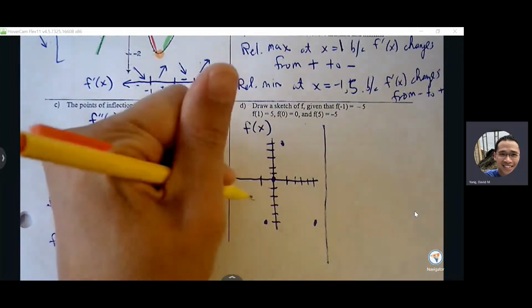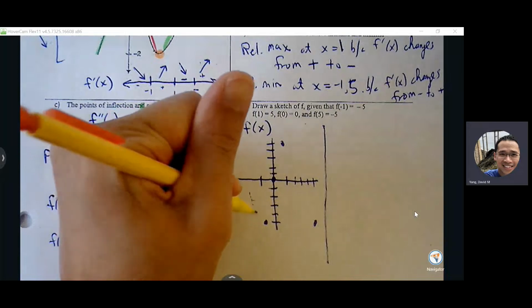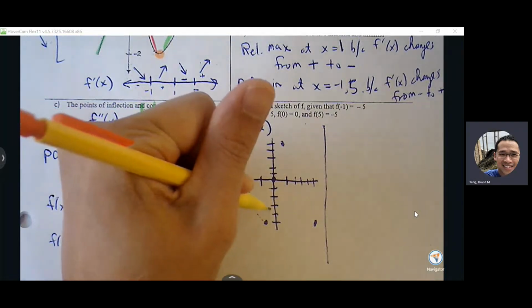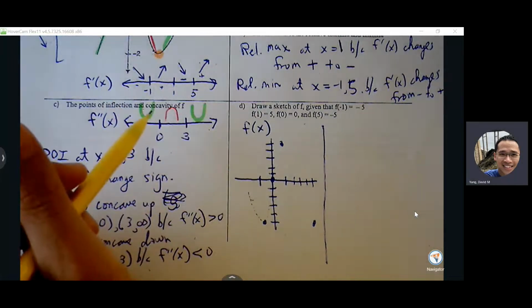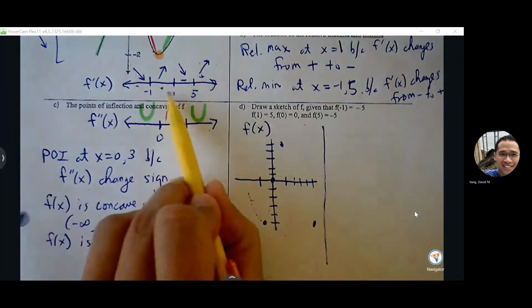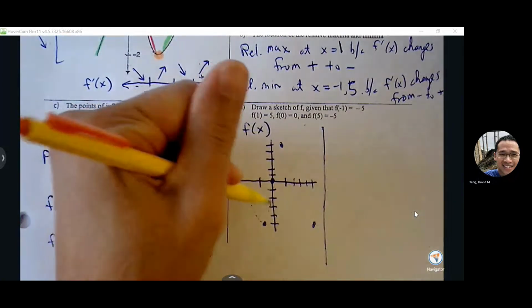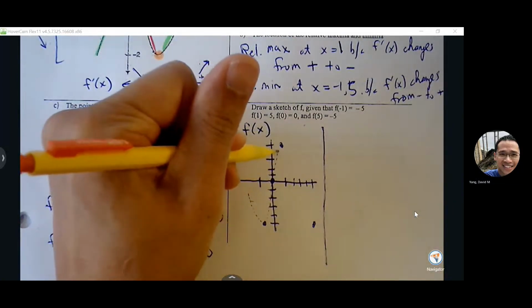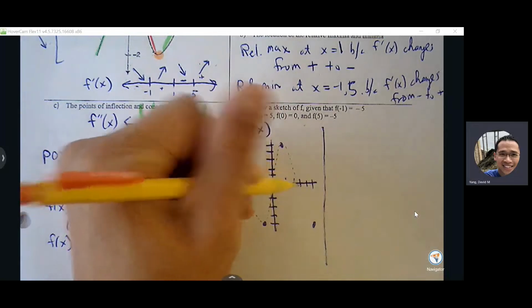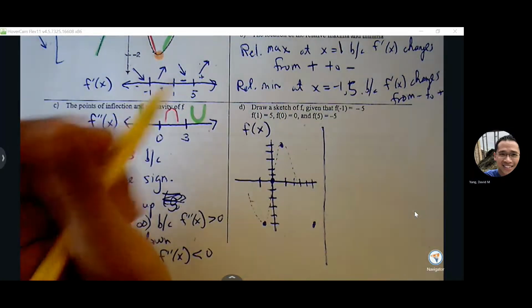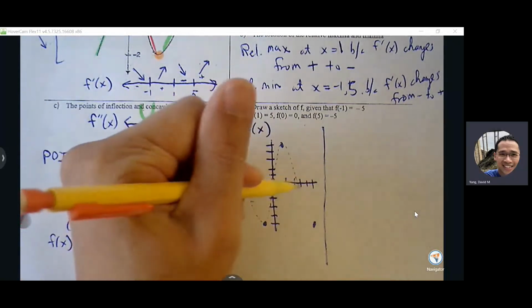Negative slope until I hit the relative minimum. Positive slope until I hit my ordered pair 1, 5. Negative slope until I hit 1, 5. And then positive slope after that.